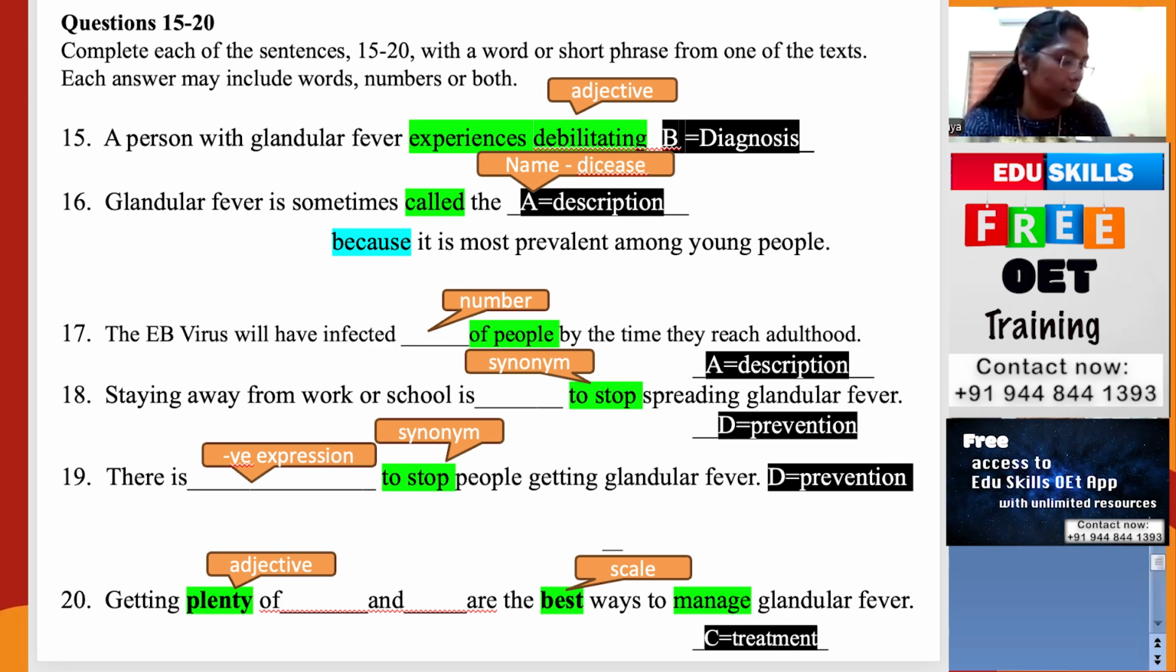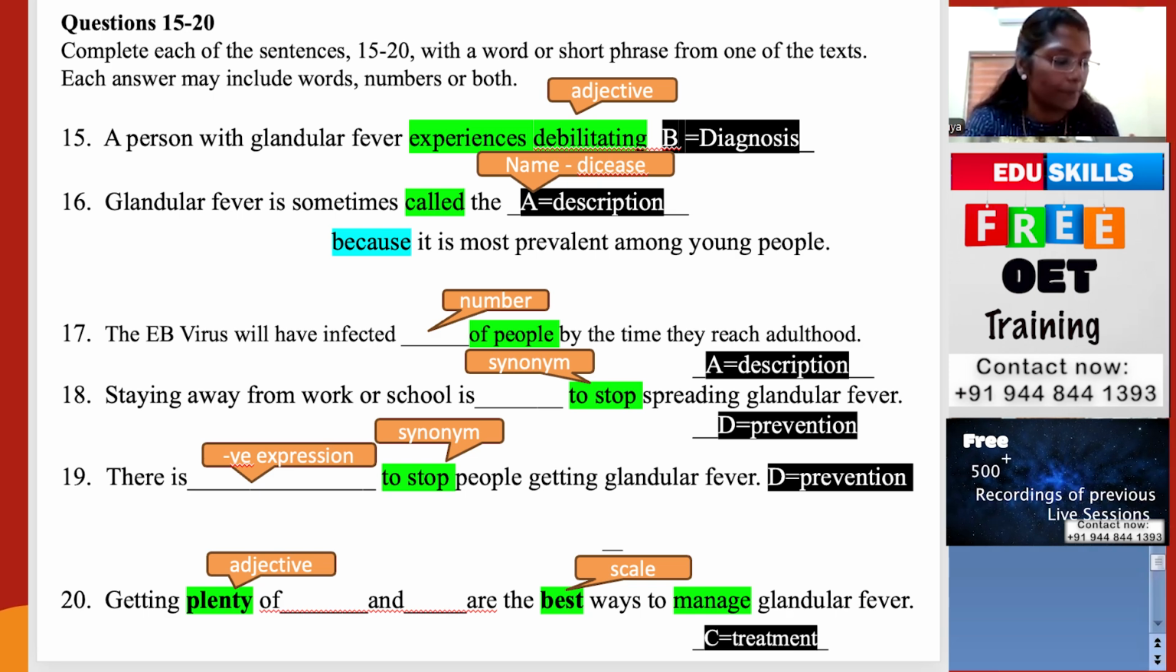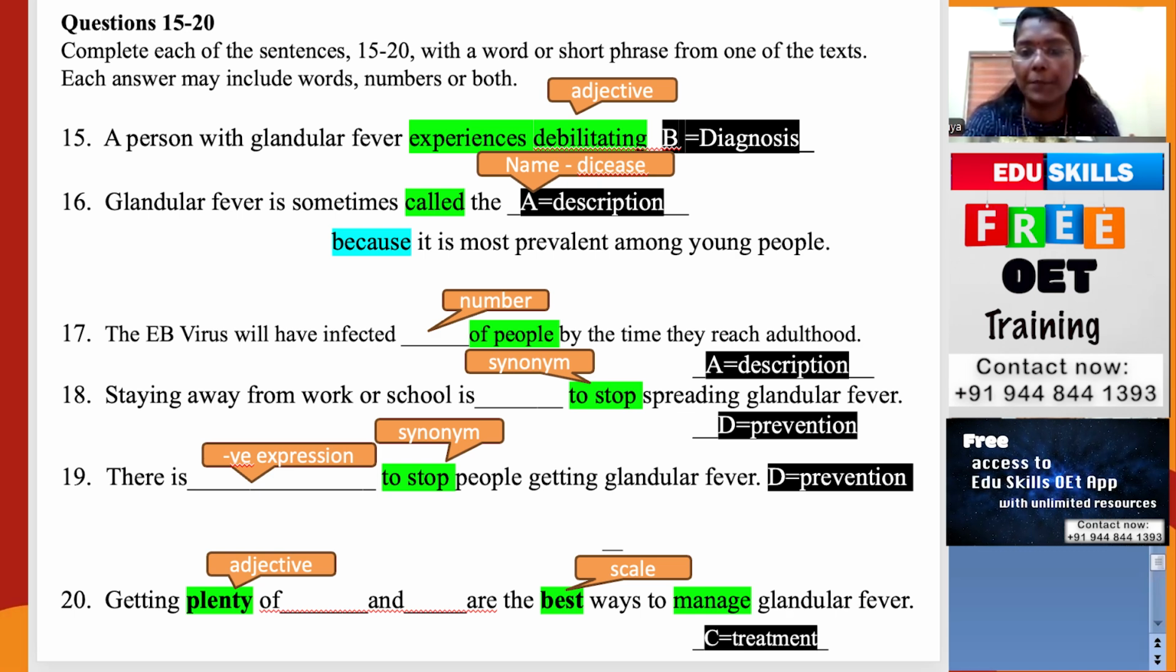Then the next question is the 11th. What type of sports should not be played for 4 weeks after having glandular fever? What type of sports? C, contact. The answer is contact.